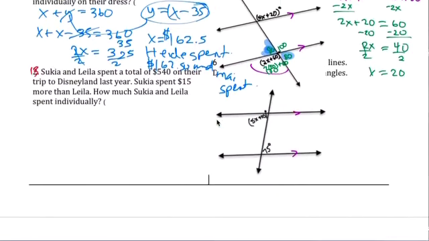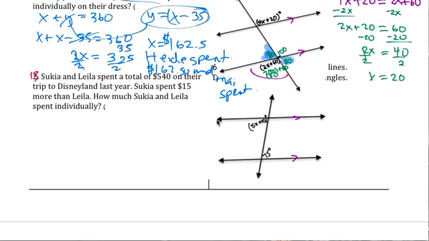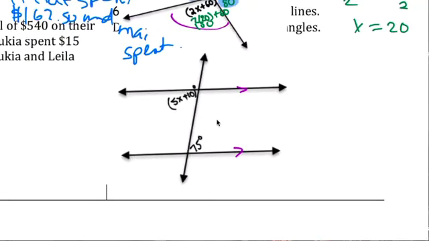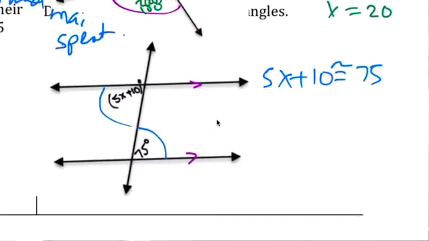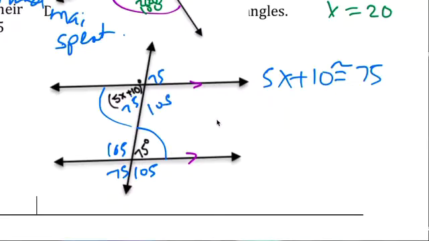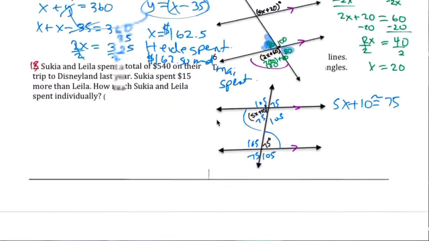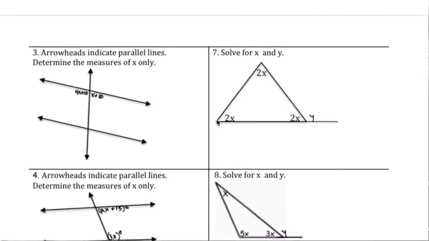Same thing here. Okay, now this one here, these two are congruent angles. So let's find what x is. 5x plus 10 equals 75, right? They're congruent. And solve for x. But if you had to put the degree in, this is 105, 105, 75. But you'll have to find x. That's how you find x.